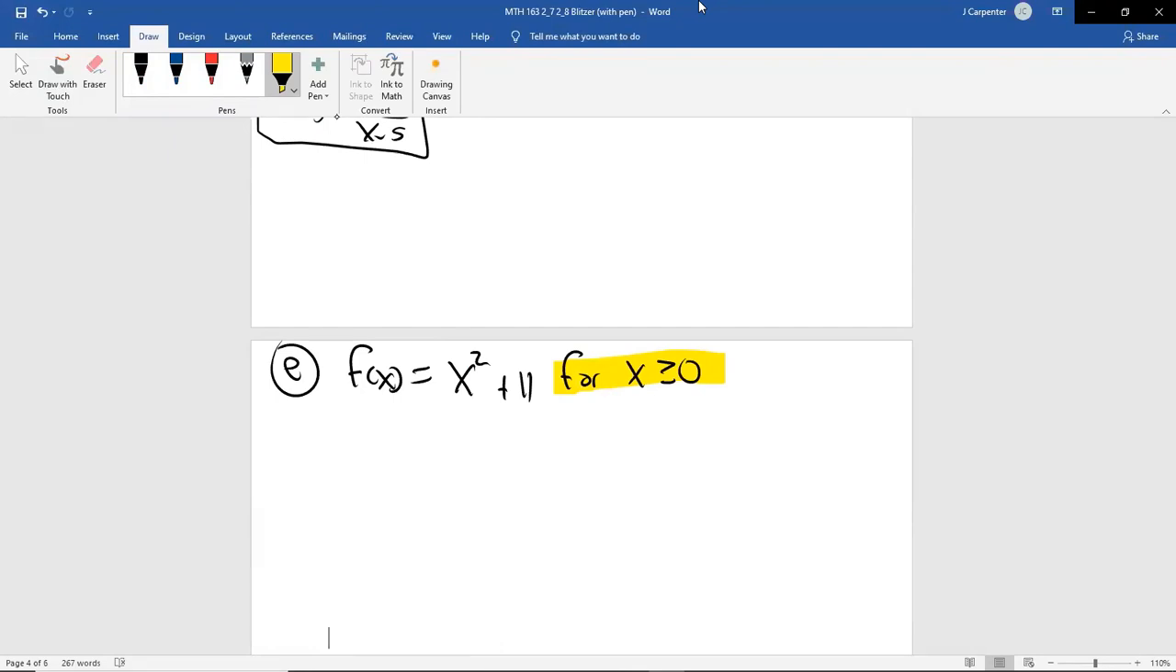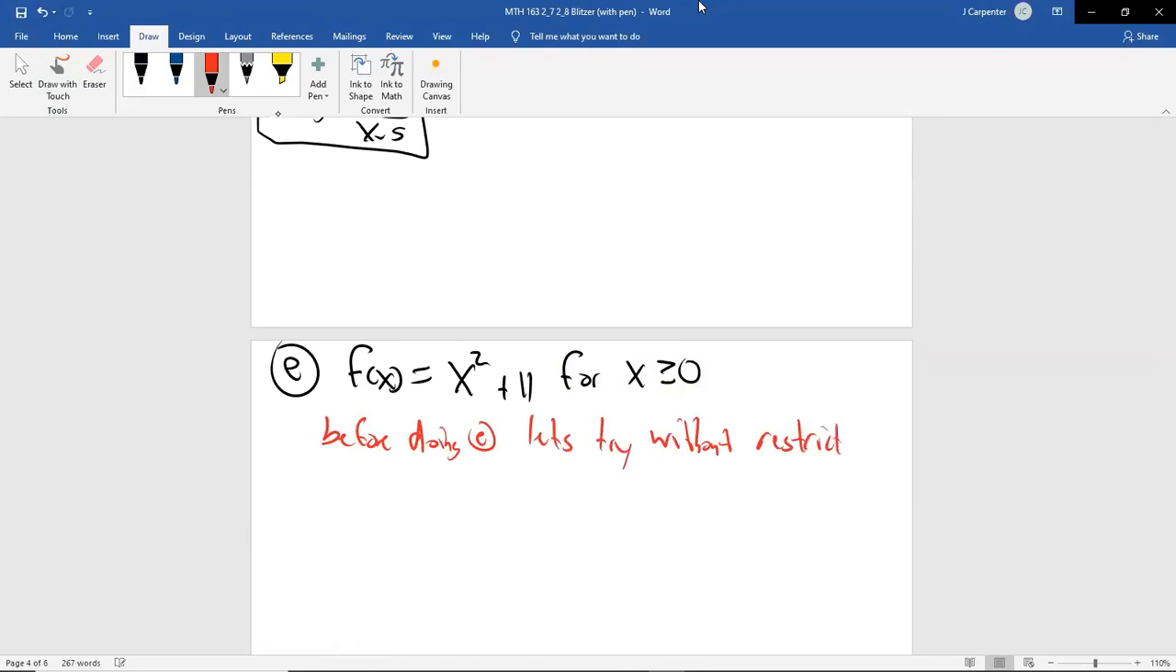And the reason for that is, spoilers, if I did not give you this restriction, this is not one-to-one without that restriction. This is not a one-to-one function. And I'm going to do the algebra to show you why that is. So again, before doing E, let's try without the restriction. And let's show you why we have to have that restriction.